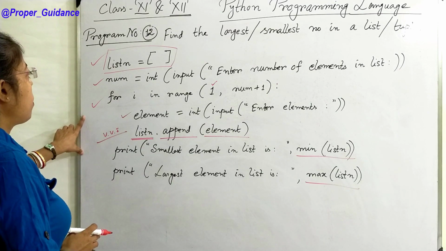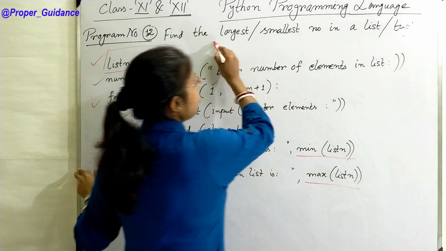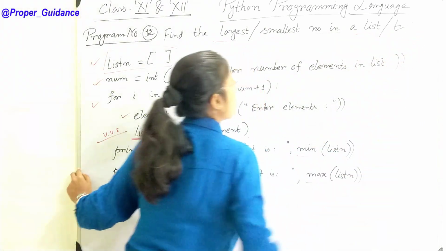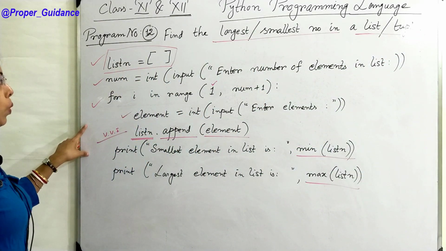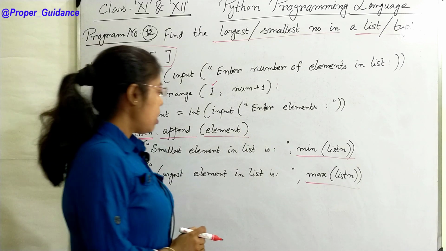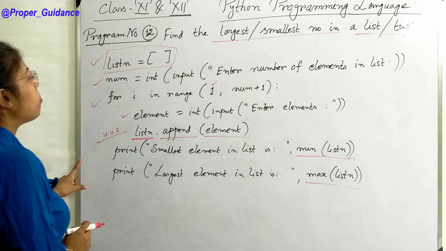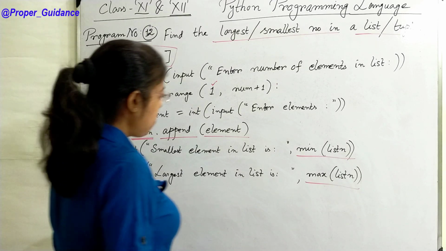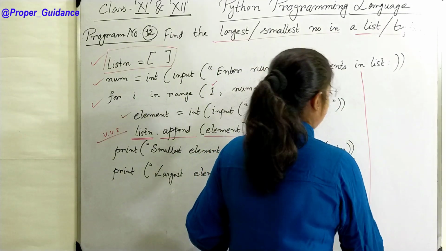And here is the program to find the largest and smallest number in a list or tuple. So please note it down. And one thing: here is a space problem, not an issue, I am writing here the output of this program.